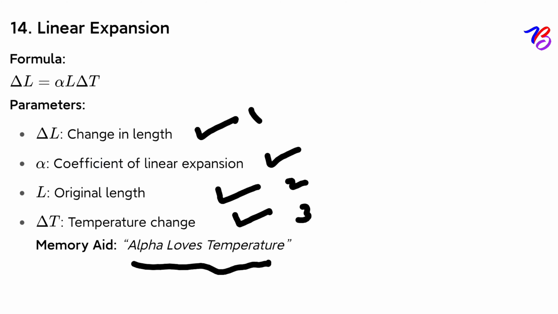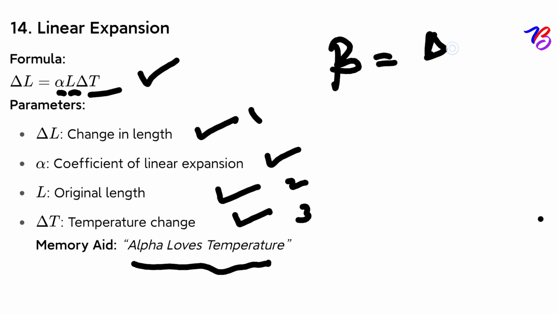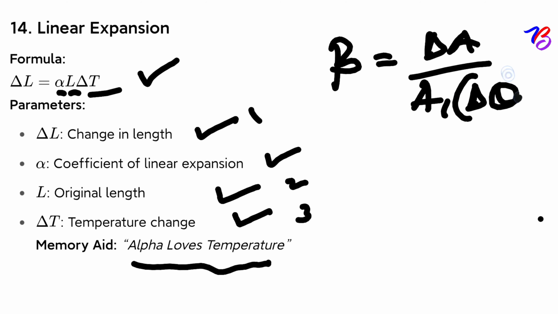Alpha loves temperature. Can you see that? Alpha loves temperature. Or you can say alpha loves change in temperature. Now, if you are able to memorize this particular formula, then beta should be easier for you. It's the same process or procedure. Change in area over original area into change in temperature.